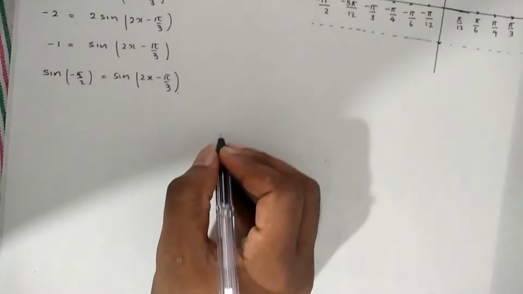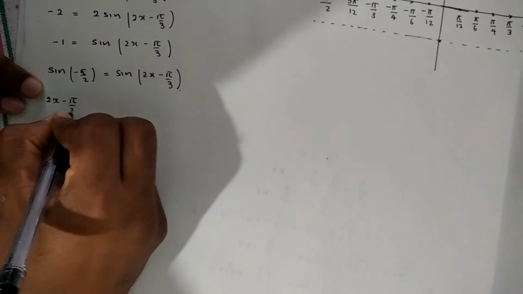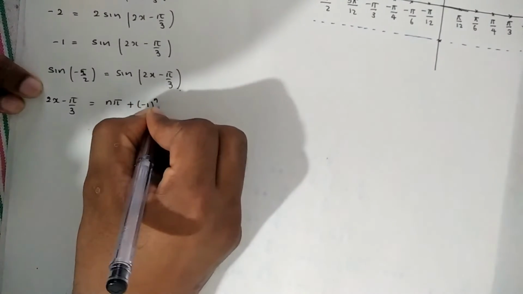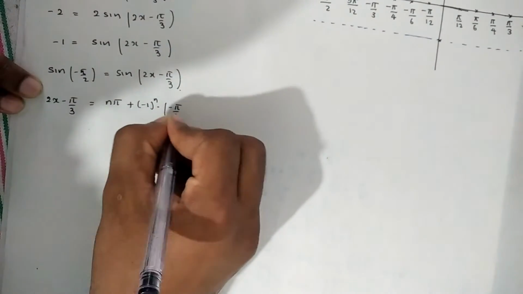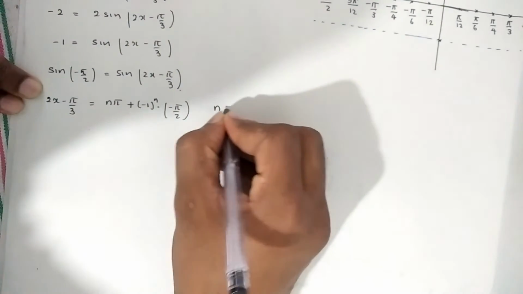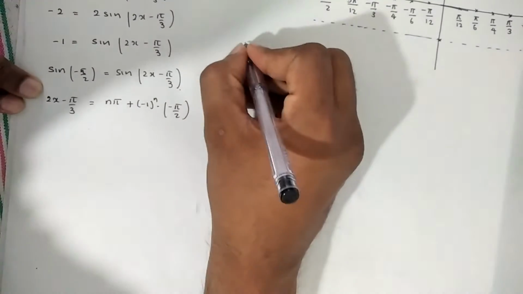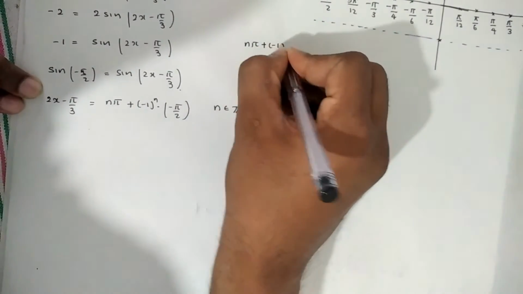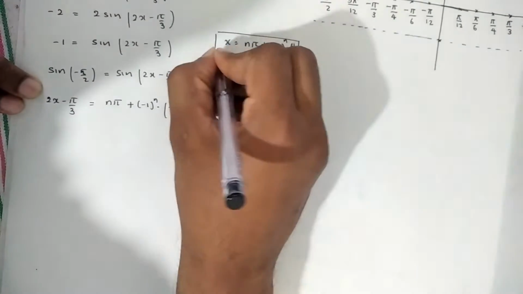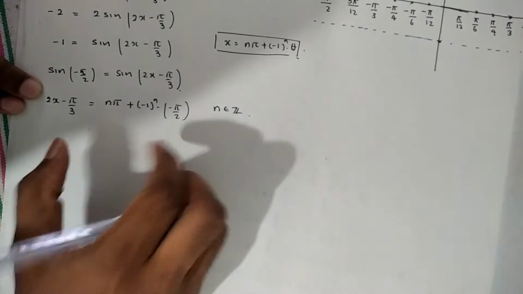So what is the general solution? 2x − π/3 is equal to nπ + (−1)^n times (−π/2). This is the general solution for sine, where n is an element of Z. I hope you remember from the class that nπ + (−1)^n θ is the general solution for sine. Here we have sine on this side and sine on this side also, so you can directly apply this.